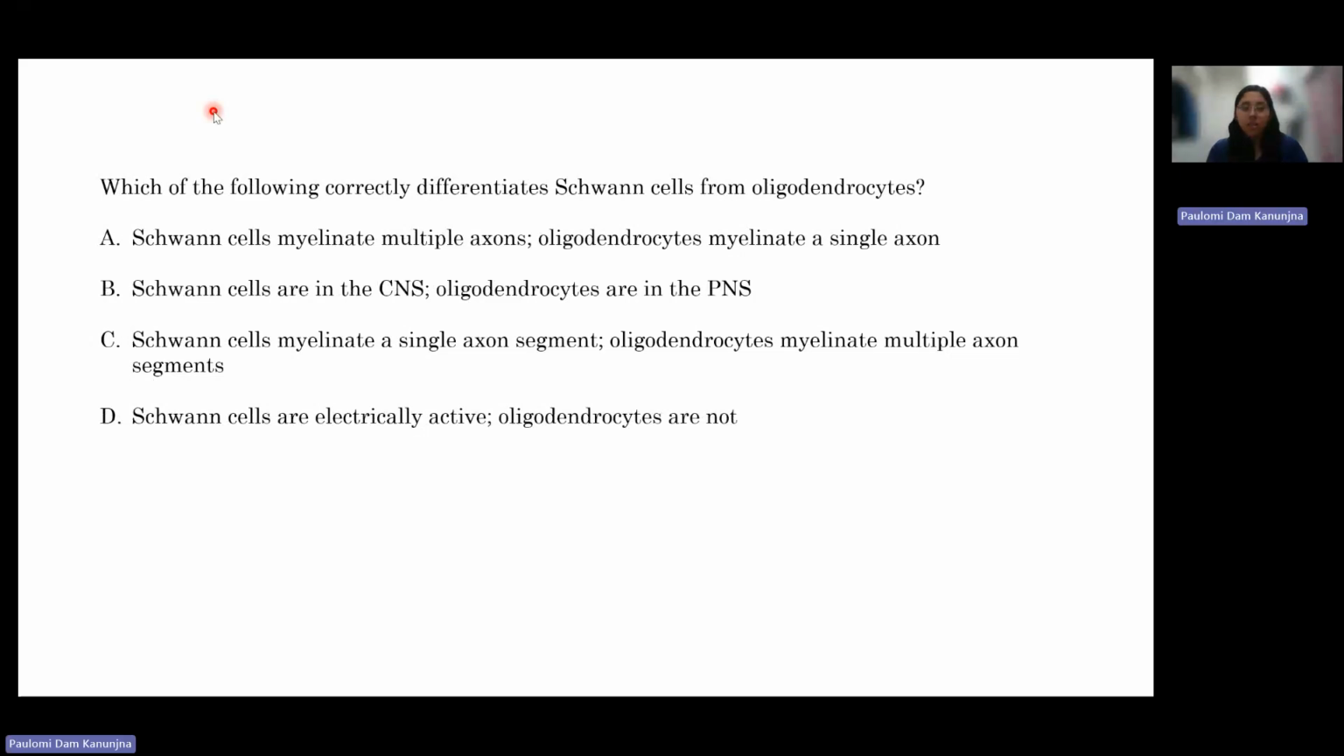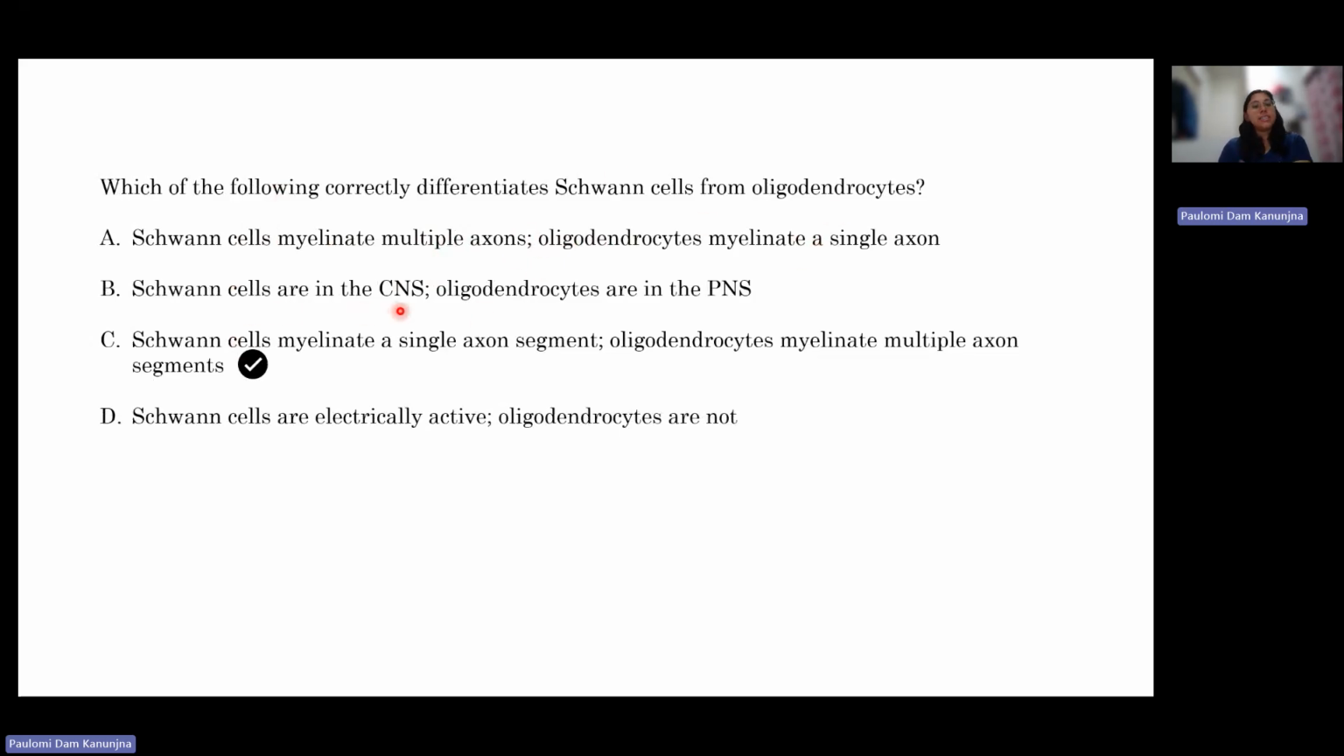Okay, so let me give you the answer. I am sure if you had read, you would have got it very easily. The first option says Schwann cells myelinate multiple axons, which is not correct. We just discussed in the previous question that it's oligodendrocytes which myelinate multiple axons. So it's basically the opposite.